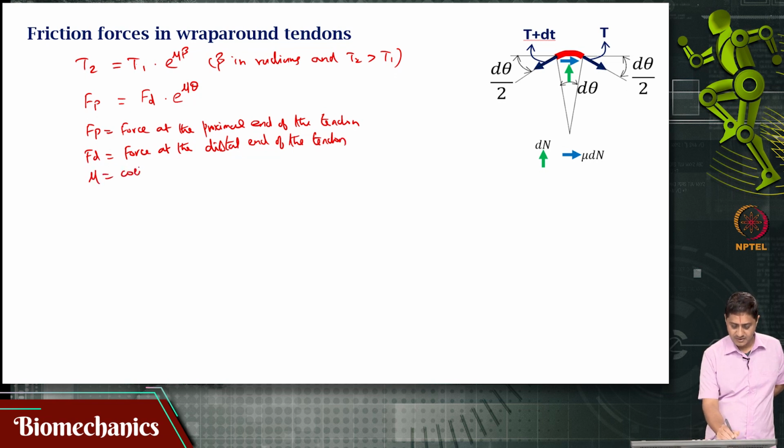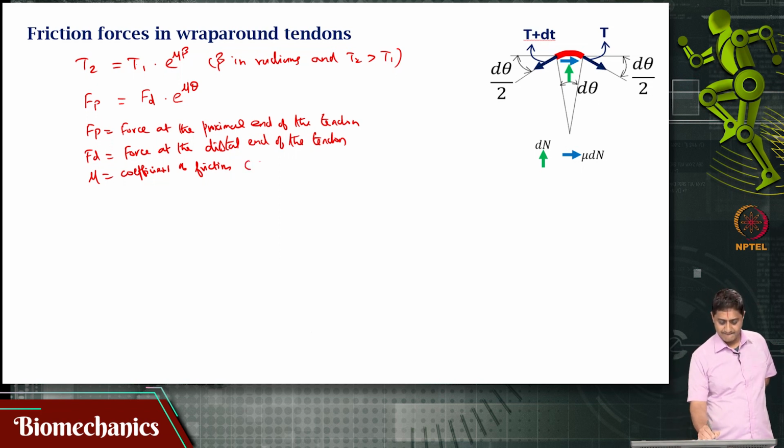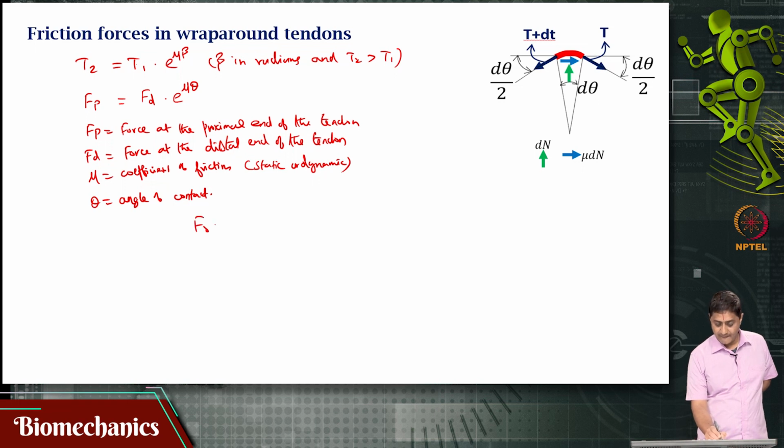Mu is the coefficient of friction. It can be static or dynamic coefficient of friction. Theta is the angle of contact. Okay. What would be the frictional force, Fr? Fr is the difference between Fp and Fd, is it not? That would be the difference between Fp and Fd.